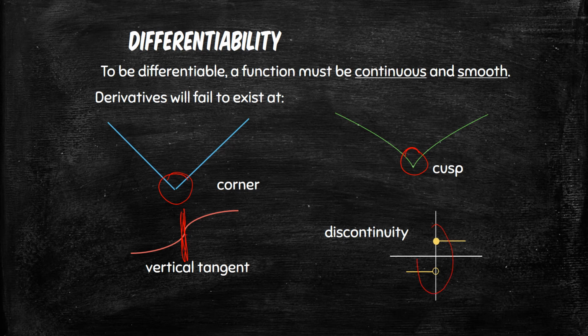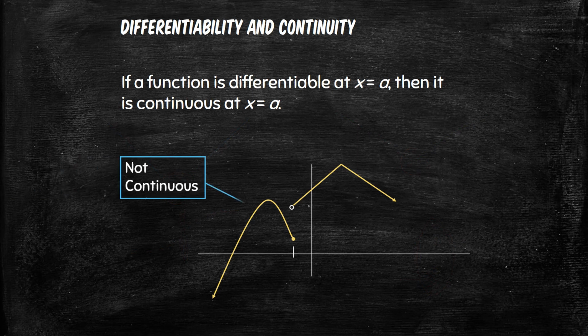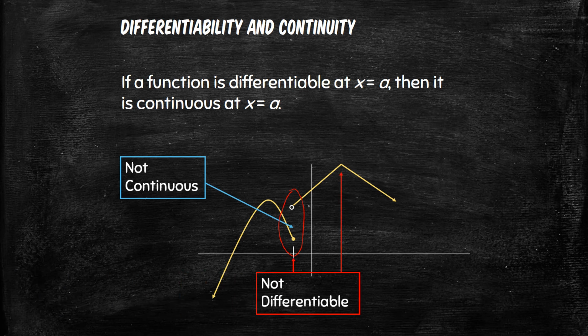And for this one here, any one where it jumps in the graph is not differentiable as well. Now all three of those are continuous, the corner, the cusp and the vertical tangent. However, the last one is not continuous. So if we have a look at this one here, at this point it's not continuous because there's a jump in the graph, and it's also not differentiable. It's also not differentiable at this corner either, but it is continuous.